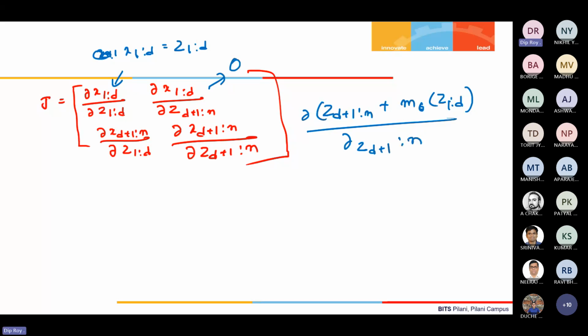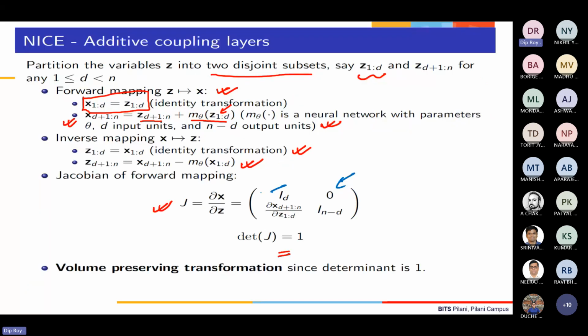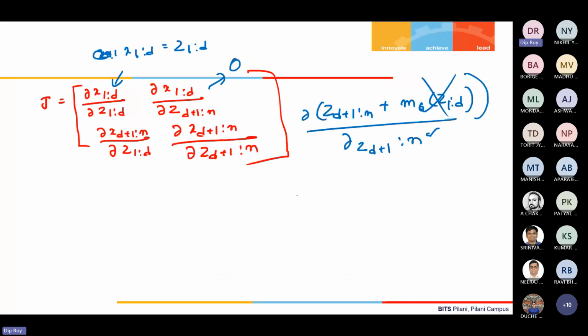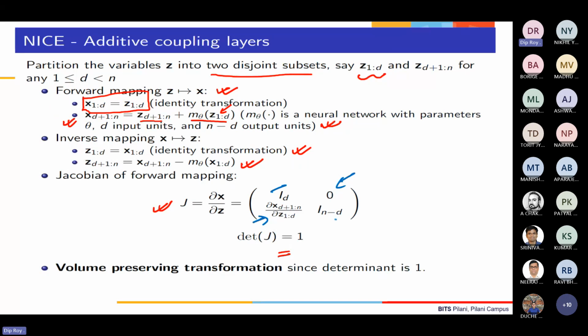Now here, if you see what has happened, your m theta does not depend on this particular thing here. So this particular thing is cancelled. You are left with only this particular thing, and if you see, this is what the expression is.